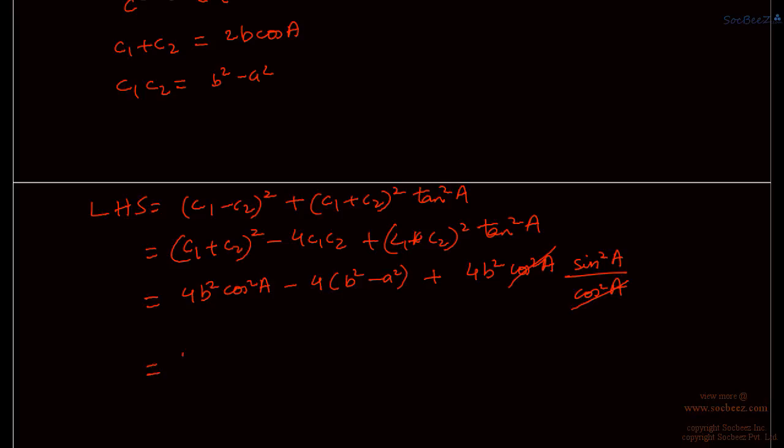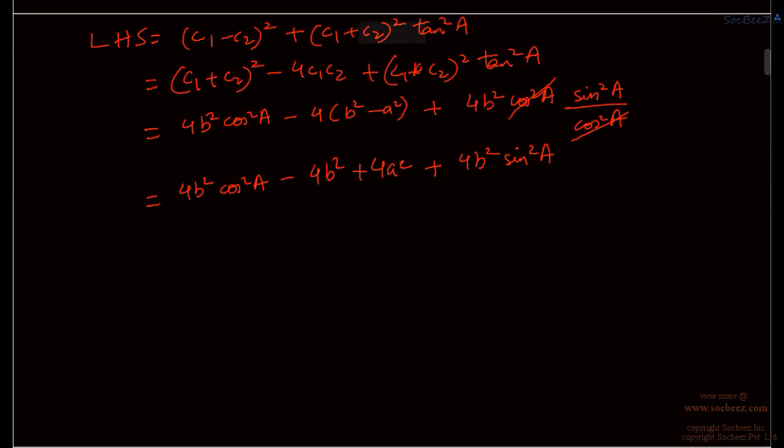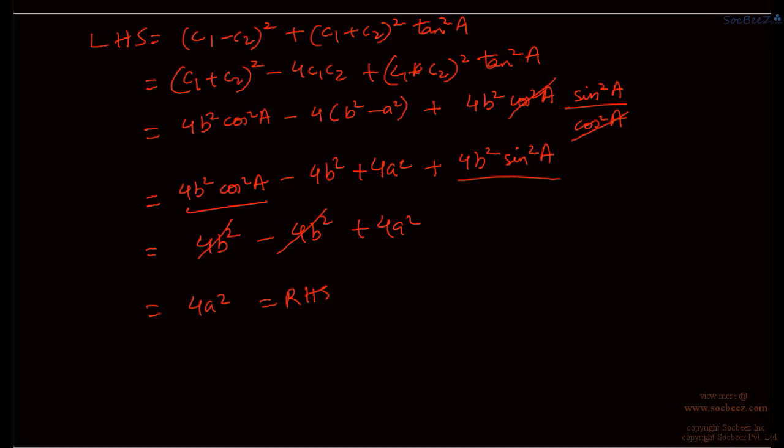Now let's expand this. Expand all the terms here. Minus 4b squared plus 4a squared plus 4b squared sin squared A. Now the 4b squared sin squared A and 4b squared cos squared A give us 4b squared, right? Cos squared A plus sin squared A is equal to 1. Minus this, hence these terms cancel each other and we get b squared, which is equal to RHS. Hence proven.